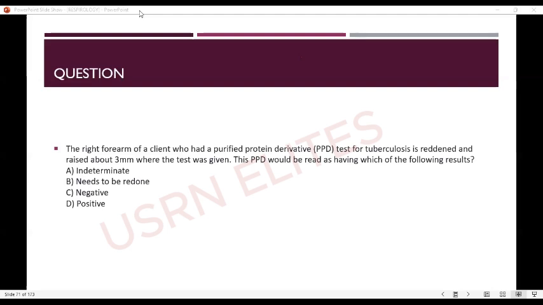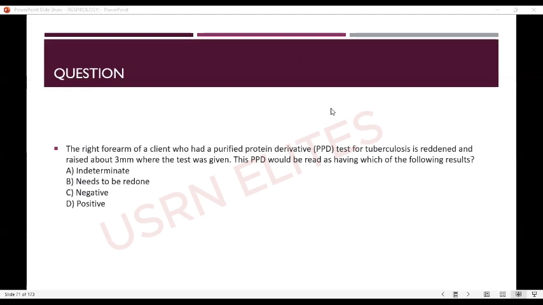It's negative. Yeah, it's negative, right? Why? Because we know that the normal range is between 5 to 15. Are you sure that's the reason for the answer? No, for the various categories, like the induration. The induration should measure between 5 to 15, for the various categories of people: the immunosuppressed, health workers, healthy people. But this one is below the 5. Okay, all right. So that is it.